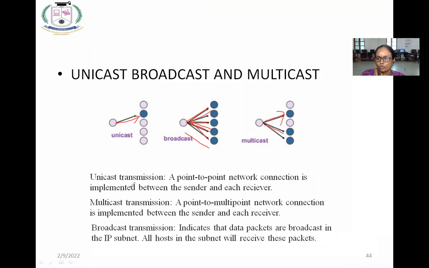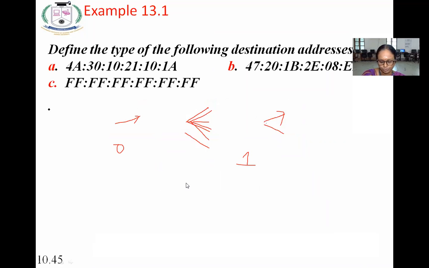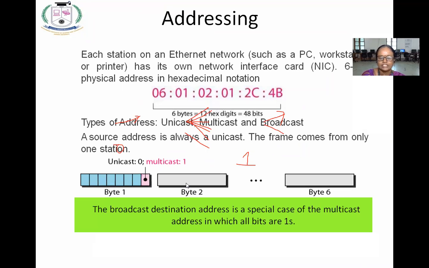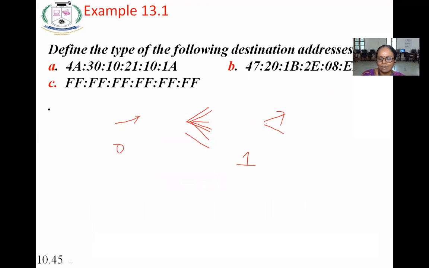So what you have to understand from this is that if it is 0, the 1 byte instruction is unicast. 1 means multicast. If all the bits are 1, that is broadcast. Now there is one small exercise for you. 0 is unicast, 1 is multicast, all bits are 1 is broadcast. Now the destination addresses are given. Kindly identify whether each is unicast, broadcast or multicast.